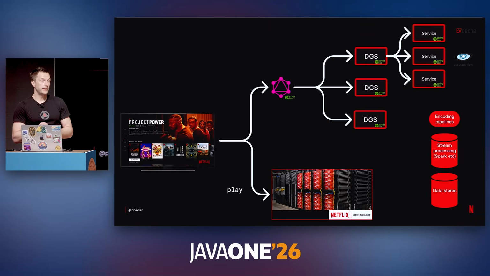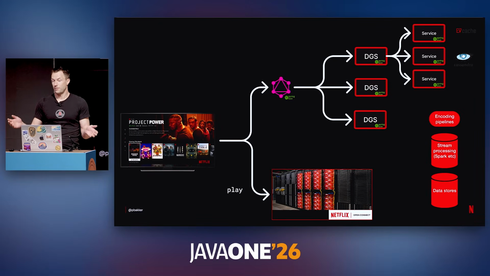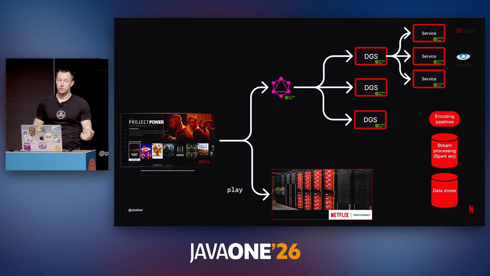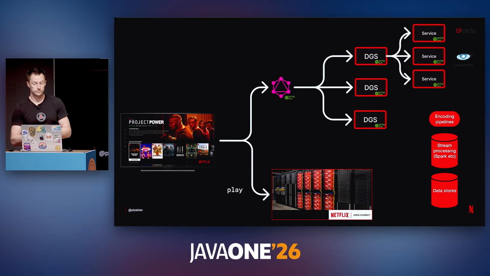All the management software for OpenConnect is also all built on Java. So on the one hand, it's a Linux-based stack with custom hardware and things like that, but the actual management software is all Java and Spring Boot. And then there's a whole bunch of other Java-based things. We have encoding pipelines, we have stream processing with things like Spark, etc. We have a whole bunch of data stores built on top of Java. So these things are no longer Spring Boot, but it's all still running on Java.